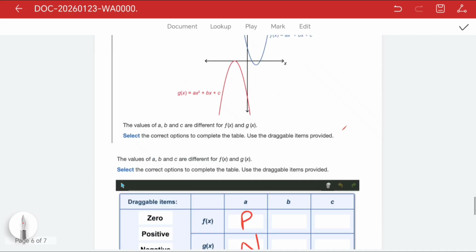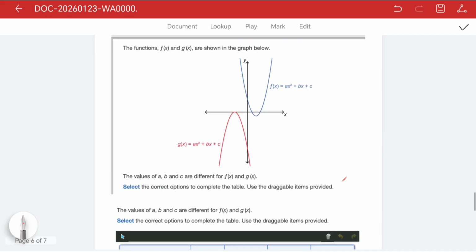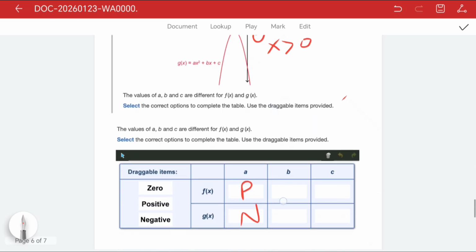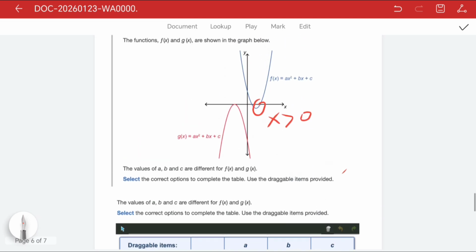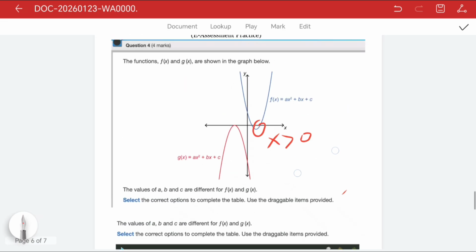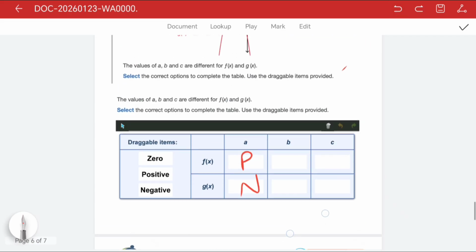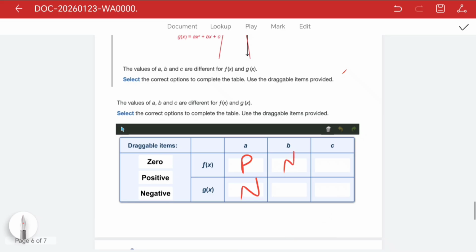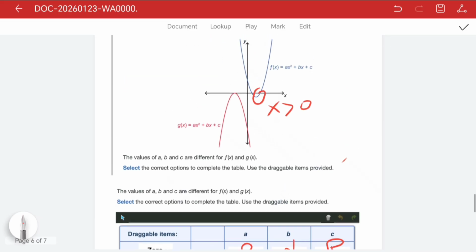For b of f of x, because it crosses the x-axis at greater than 0, b is negative. And what about c? c is where it crosses the y-axis, because it is the y-intercept. It crosses the y-axis in the positive place, because from here up is positive, down is negative. So c is positive because it is intersecting up.